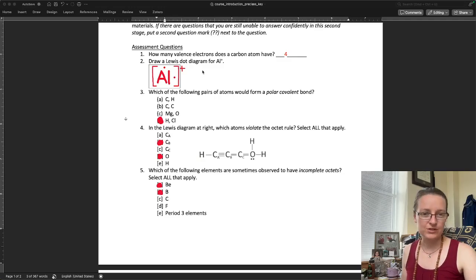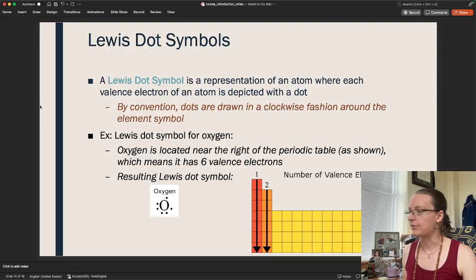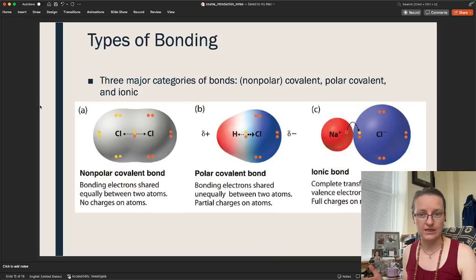All right, question number 3, we're given a couple of pairs of atoms and asked which would form a polar covalent bond. And so the answer is, in chemistry, we typically describe 3 different types of bonding: non-polar covalent bonding, polar covalent bonding, and ionic bonding. And the difference between these is that we think about covalent bonding being electron sharing, whereas ionic bonding is considered to be more of an electron transfer type situation.